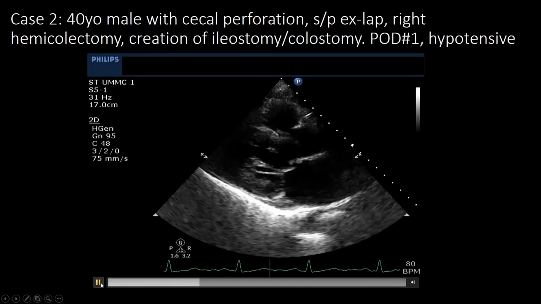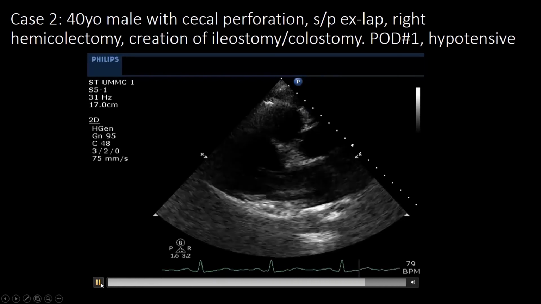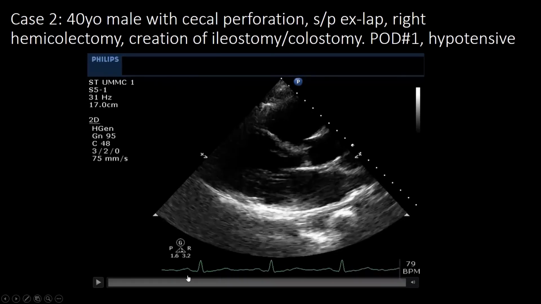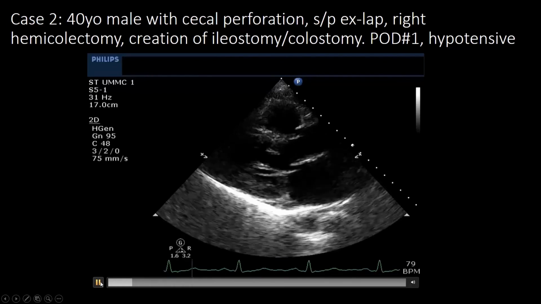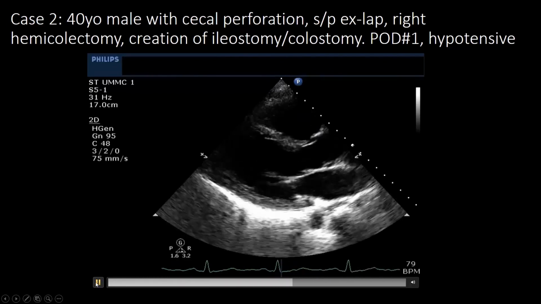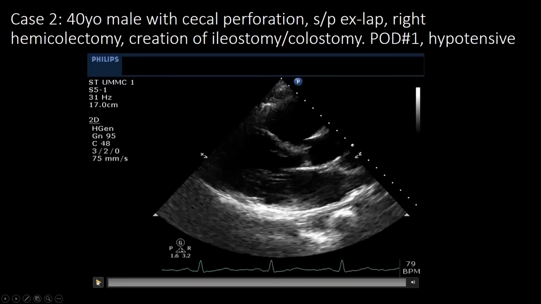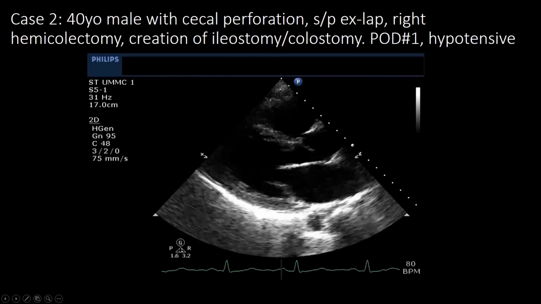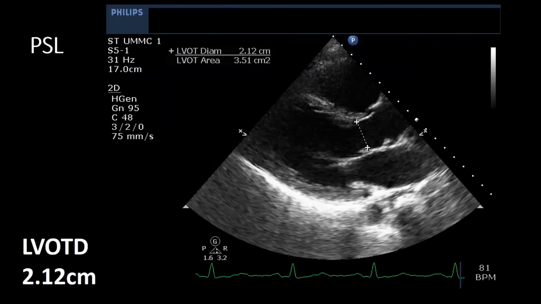So our next case is a 40-year-old male with cecal perforation, status post-exploratory laparotomy, right hemicolectomy, and creation of an ileostomy or colostomy. He is now post-operative day 1 and hypotensive. Most excellent case for a FREE.